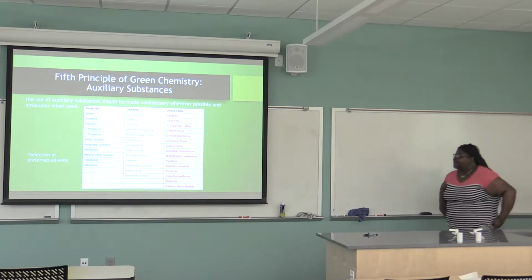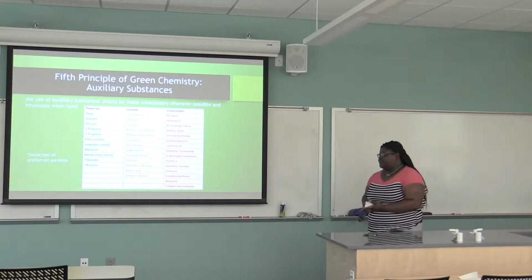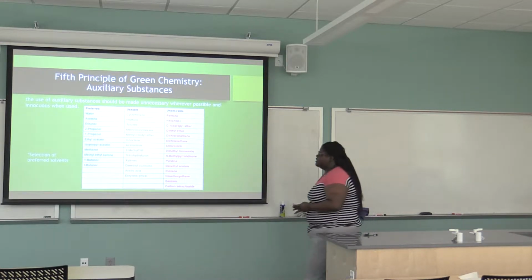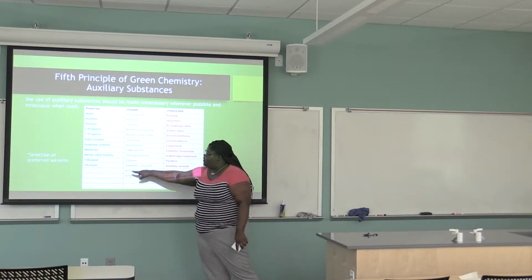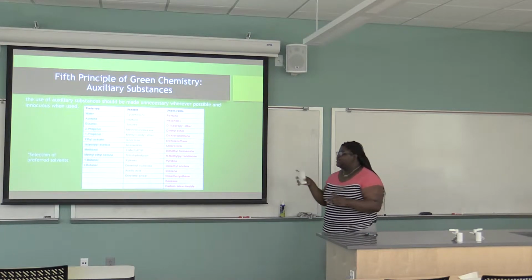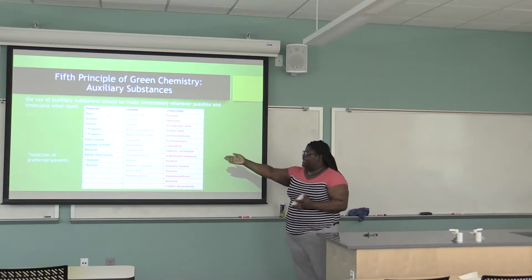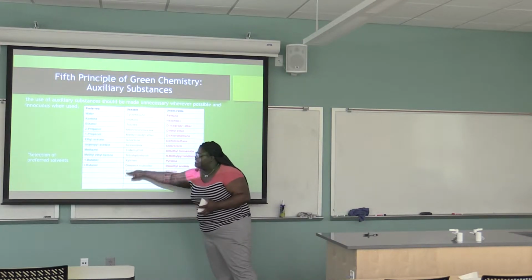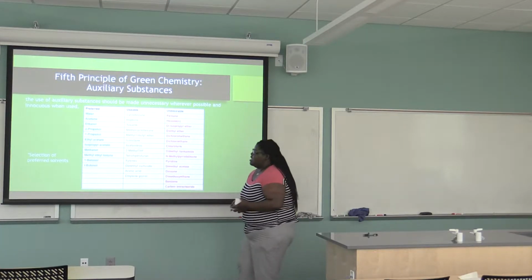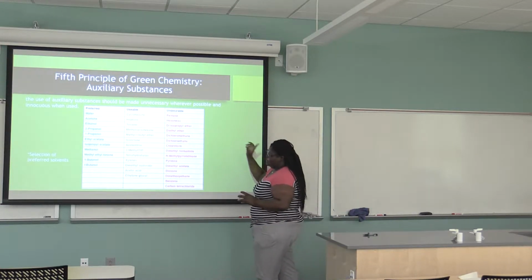The fifth principle of green chemistry would be auxiliary substances. And the use of auxiliary substances should be made unnecessary whenever possible. So here's a list of preferred solvents that we would want to use. Whenever you can use these solvents, you would want to use them instead of using this stuff. So you would go down this list first. If you can use anything from there, you would want to use it. And then this list is not preferred, but it's usable. And this, you do not want to use this stuff at all.